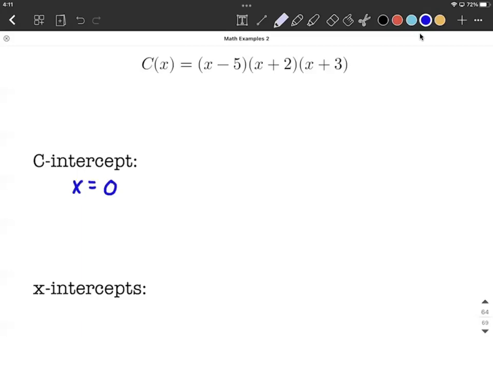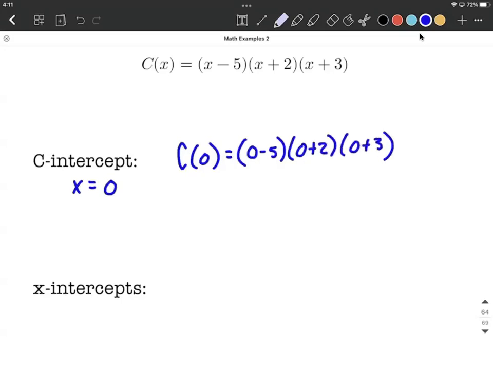So we're going to evaluate this function, so c of 0, by replacing each one of the x's on the right-hand side with zeros. So 0 minus 5 multiplied by 0 plus 2 multiplied by 0 plus 3. From here we want to do a little bit of simplifying down. So 0 minus 5 makes negative 5, 0 plus 2 is 2, and 0 plus 3 is 3.